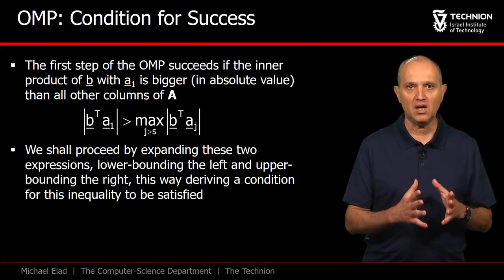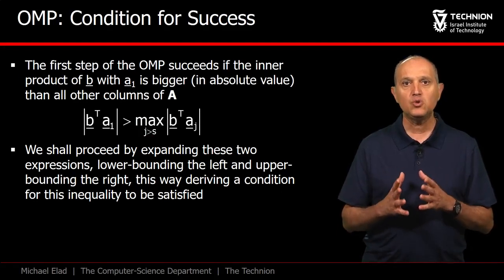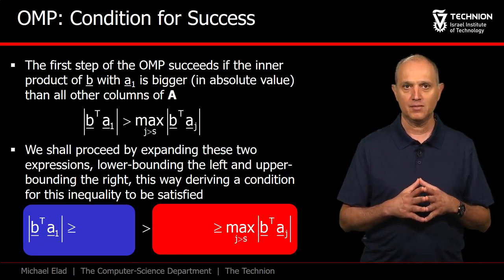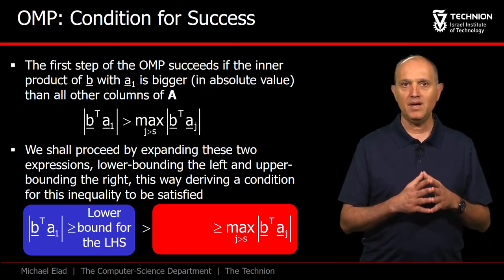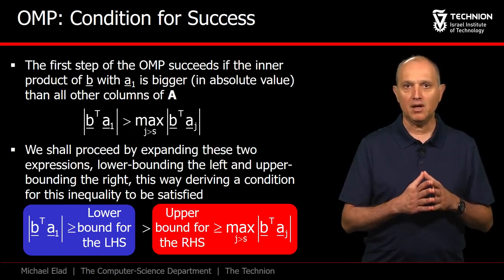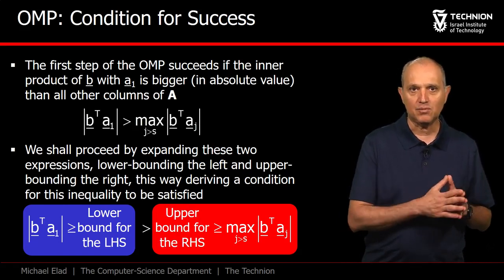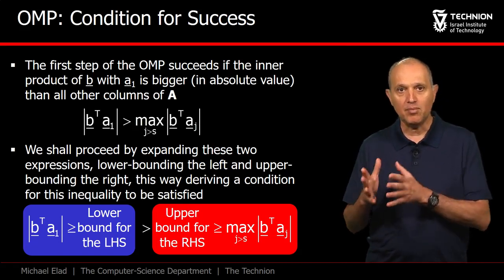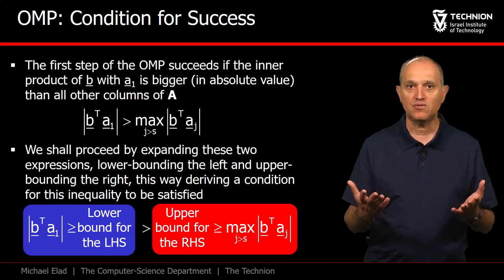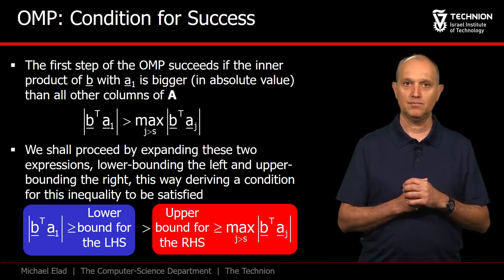The approach we shall take in analyzing this condition is to replace these two expressions with simpler versions of them in the following way. We will replace the left-hand side, marked as blue, by a lower bound. Similarly, we will replace the right-hand side term, marked in red, by an upper bound. Demanding the inequality on the bounds guarantees to satisfy the original inequality.